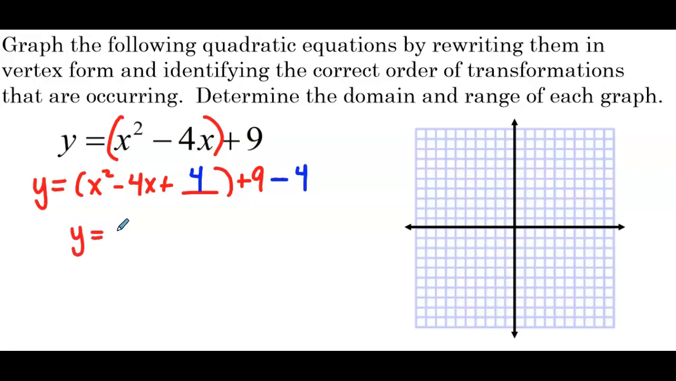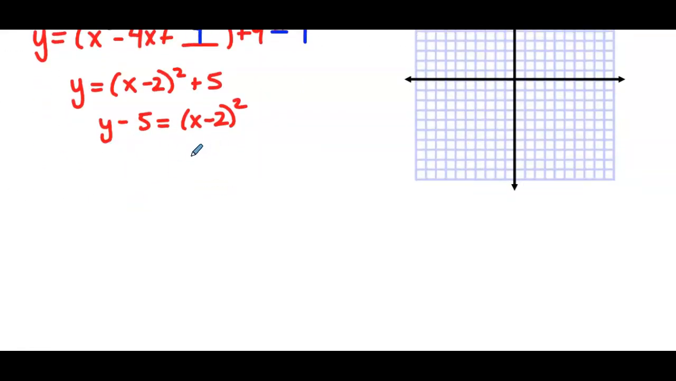So we have y equals (x minus 2) squared plus 5. So moving that 5 to the other side, we have y minus 5 equals (x minus 2) squared. So identifying the translation would be (2, 5). So again, we can start with y equals x squared.